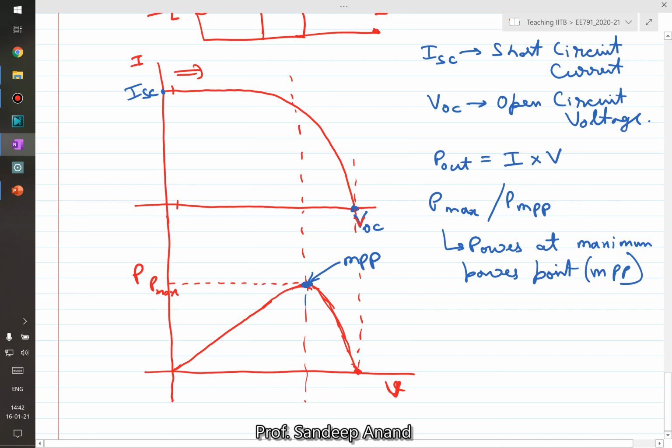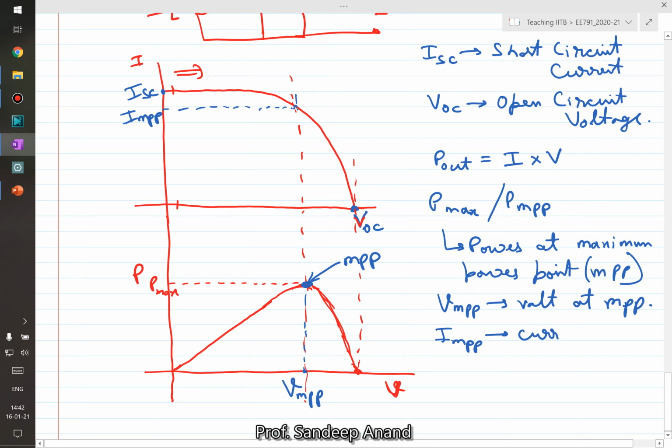With that we can say, if this is the maximum power point, the voltage that appears at this maximum power point, we'll call VMPP. So VMPP is the voltage at the MPP point, and whatever is the current that flows at this maximum power point, let me call it IMPP. So IMPP is the current at maximum power point. So I've defined open circuit voltage, short circuit current, VMPP, IMPP, and PMPP or Pmax.